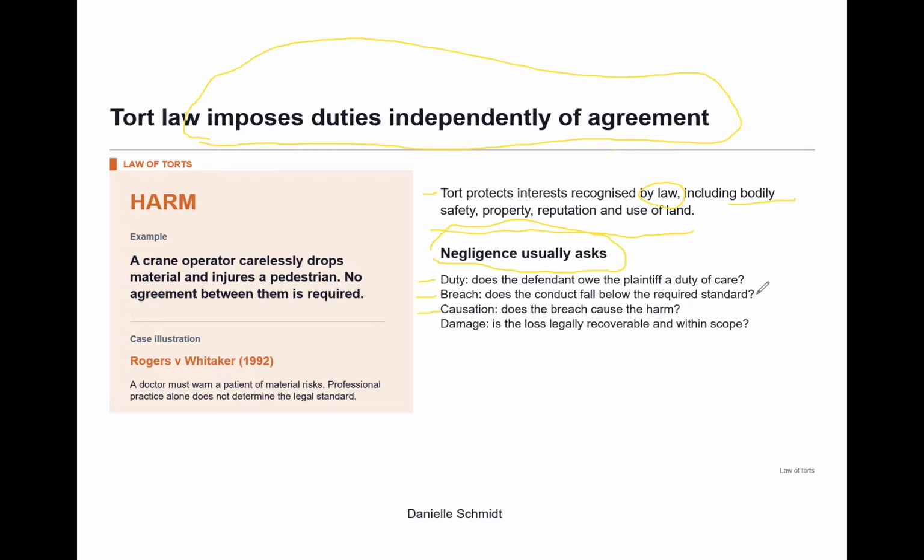So, an example of something you may see: a crane operator carelessly drops material and injures a pedestrian. No agreement between them is required. So there would be no contract between the crane operator and the bypassing pedestrian, but that does not mean that the pedestrian cannot recover damages. And this is an example of a negligence claim.